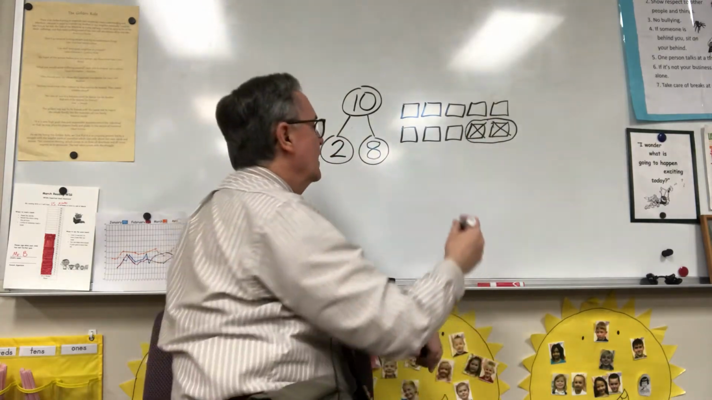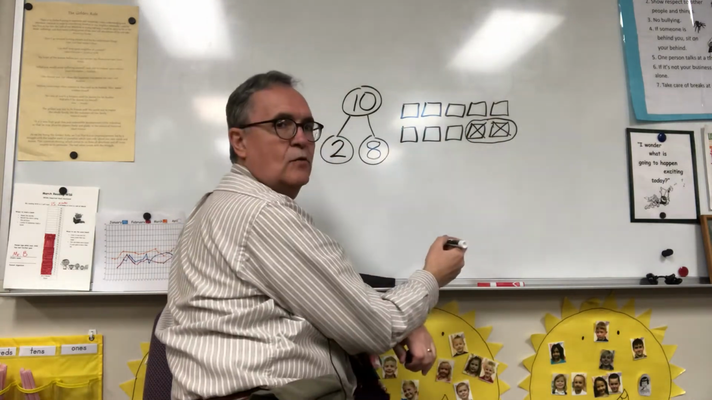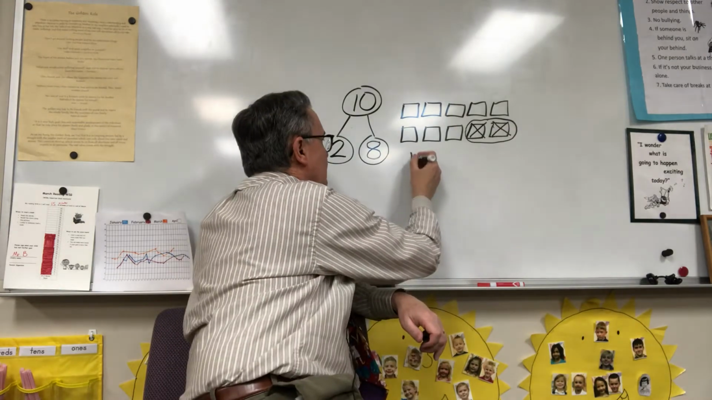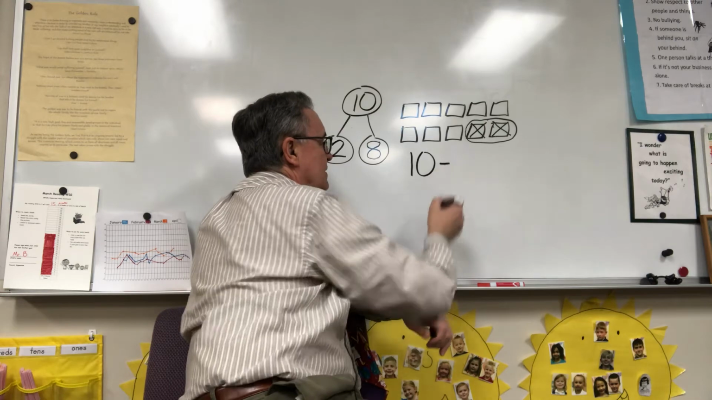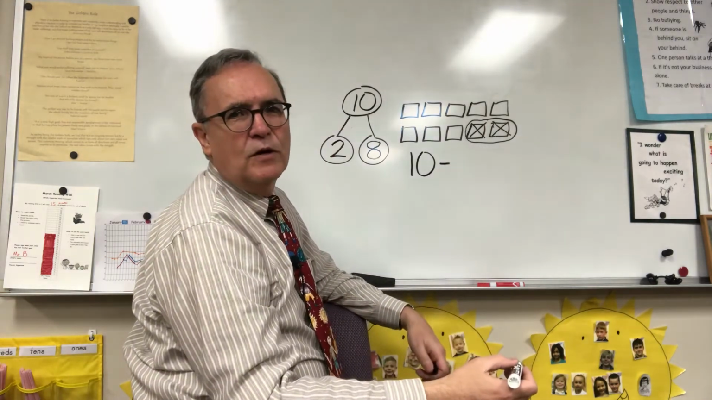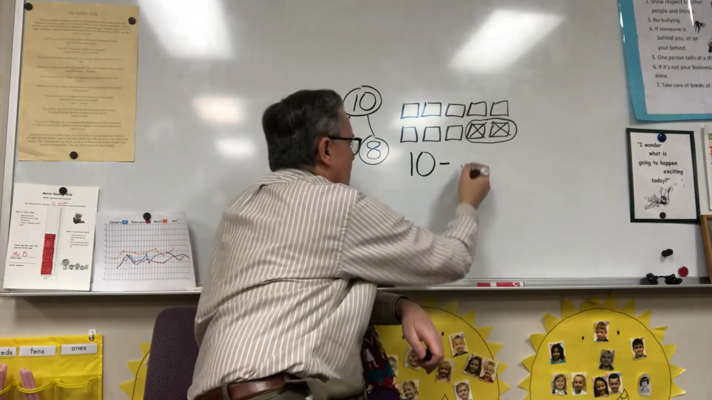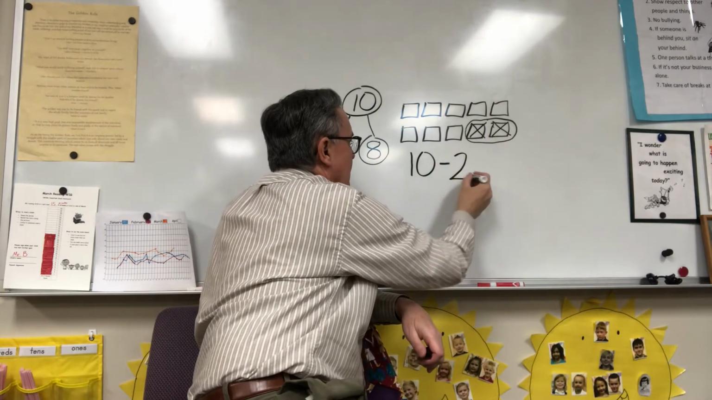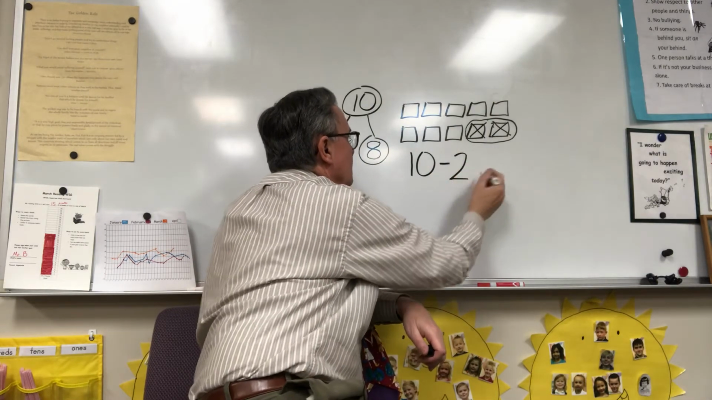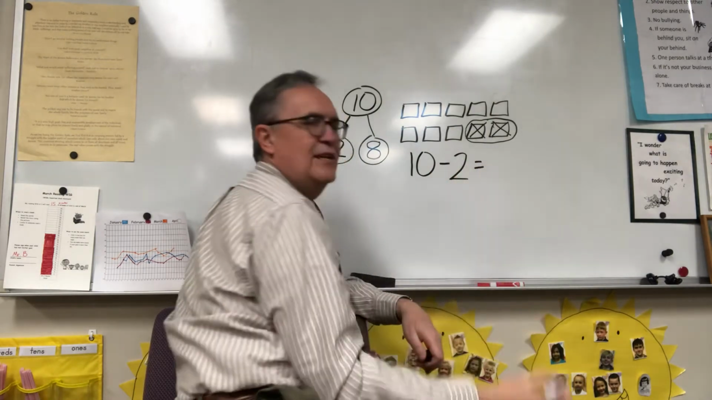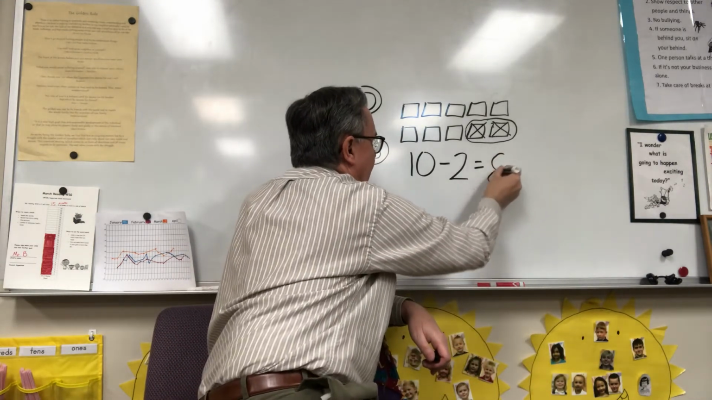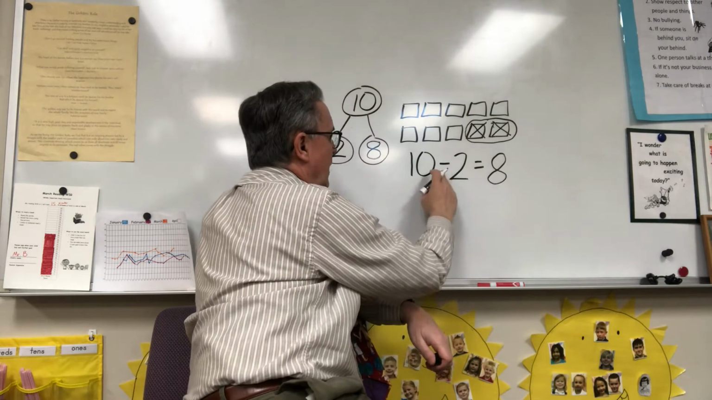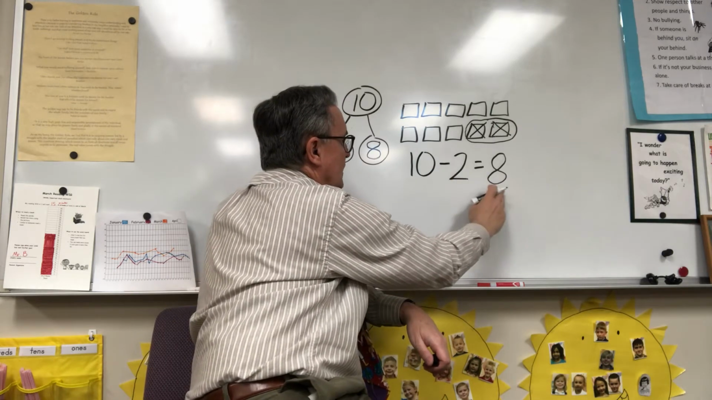Number sentence now, guys. What do I start with? 10. That's the whole. 10 minus, how many of those poor cars have no wheels? 2 of them. 10 minus 2 equals, and you got it, the answer is 8. 10 minus 2 equals 8.